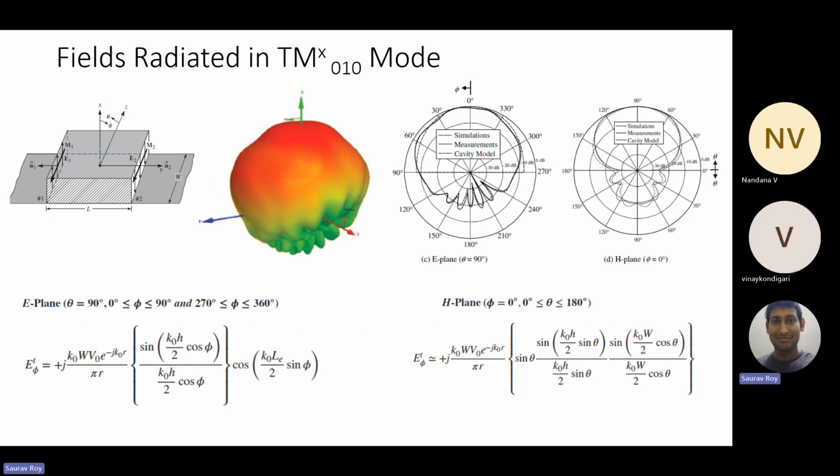So these calculations all take into effect Love's principle, where we take these magnetic current sources, and from there using these equations we can calculate the E plane and H plane. That is what it shows here.